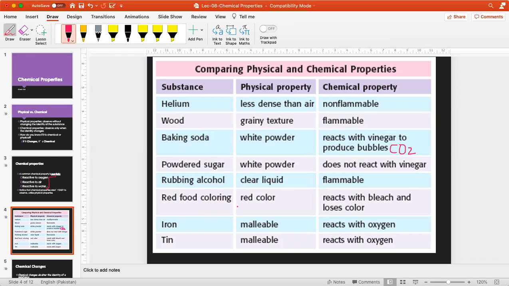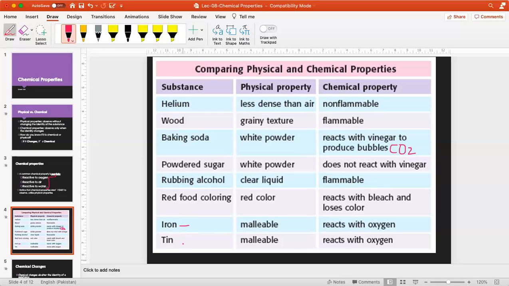Red food coloring is red, and when you react this red color with bleach, the red color vanished. Iron is malleable, which is a physical property. You can convert the iron into thin sheets, but it reacts with oxygen and you can observe rust on the surface of the iron. So iron is reactive with what? With water, with air. What is in air? Water particles and oxygen. Both of these work on iron and convert the iron into rust.